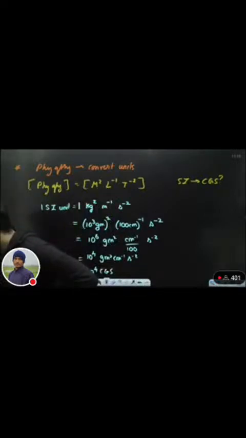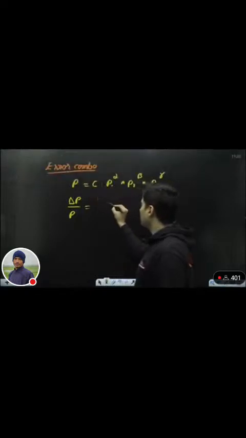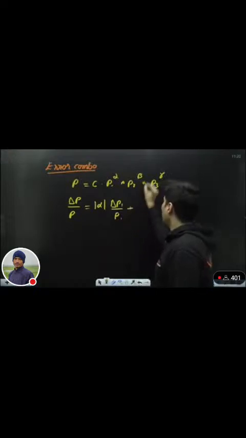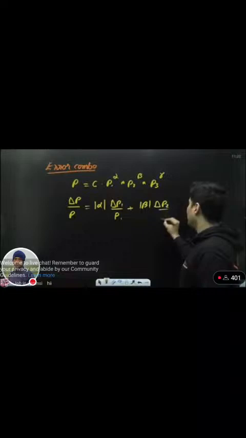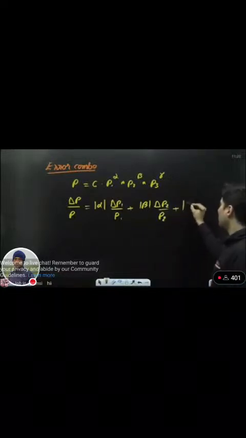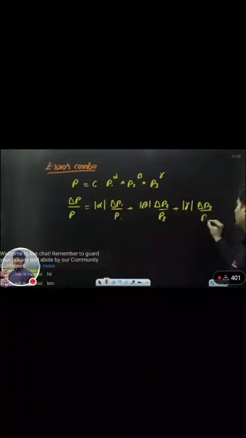Great. Now, also there were very few questions on errors. Please keep this in mind. Error in this quantity: forget the constant. Take the modulus of the power, relative power of 1, plus take the modulus of that power into the relative error of that second quantity, plus take the modulus of the power, relative error of that third quantity.